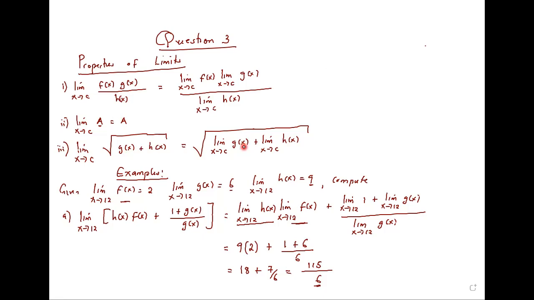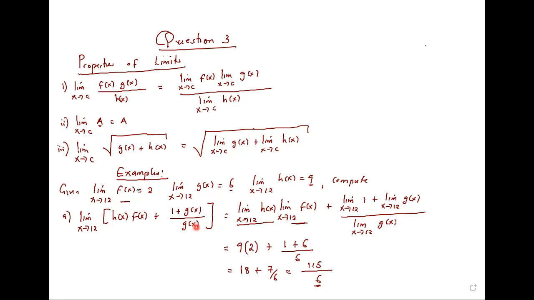Now here in the question, we are given the limit for f to be 2, the limit for g to be 6, the limit for h to be 9. Then we are to find the limit as x goes to 12 of h times (f plus 1) plus g over g. Because the limit can be distributed, we distribute it: limit for h, limit for f, plus the limit for 1, plus limit for g over limit for g. But we have them here.